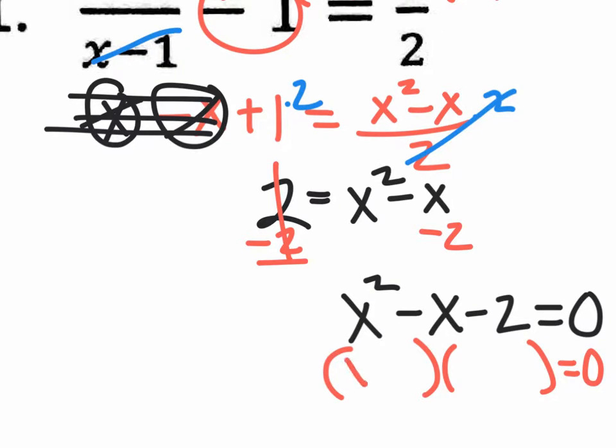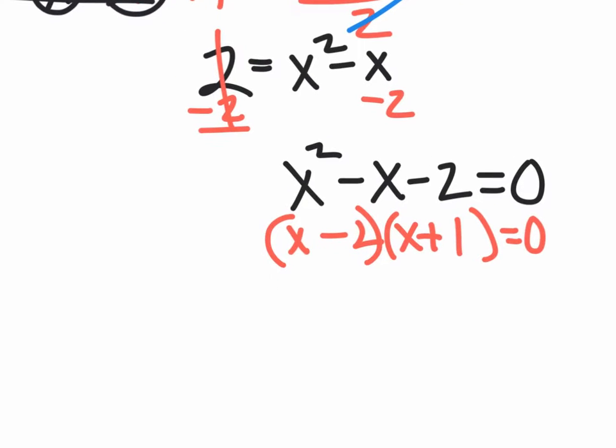So we have the parentheses set up. Let's put the x and the x, and let's think. What times what is negative 2, that if I combine together is negative 1? That's easy. That's a negative 2 times positive 1. And now that we have it factored, now we could actually split them and solve.